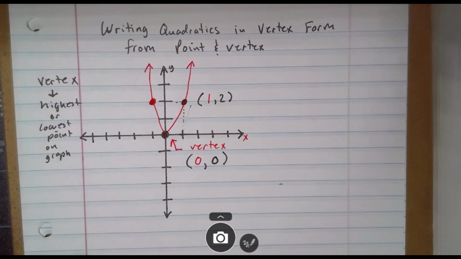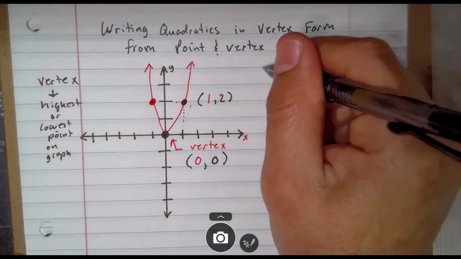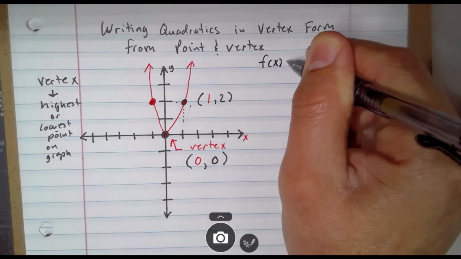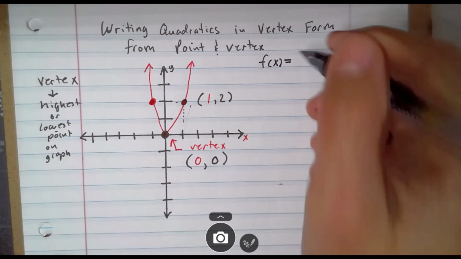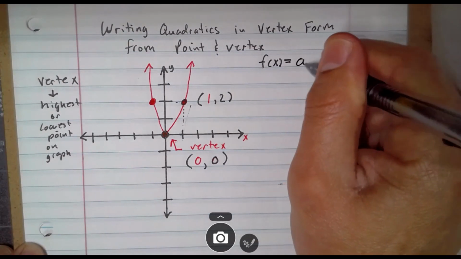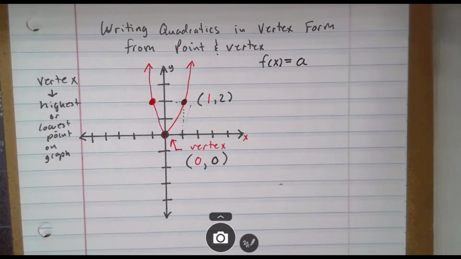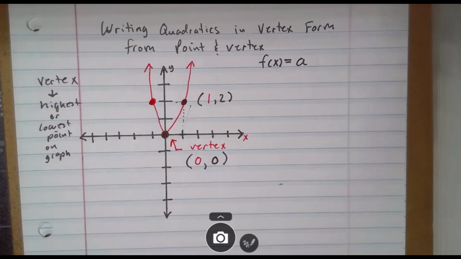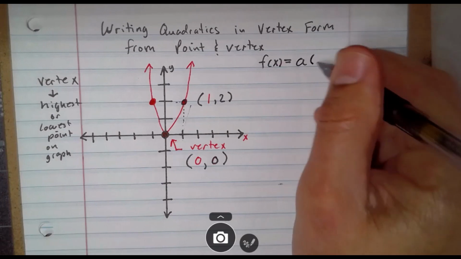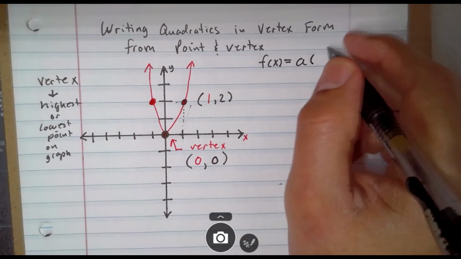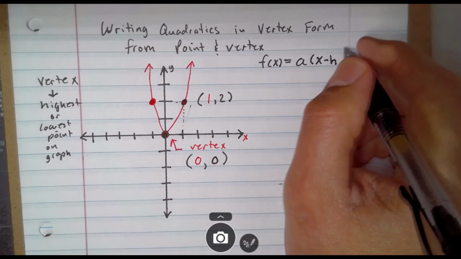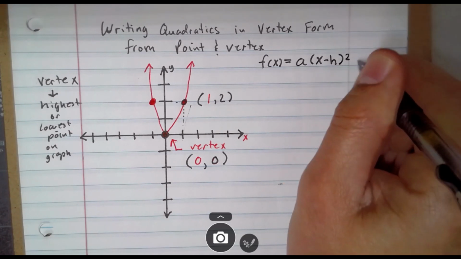That's my minimum. And I'm going to use that in the equation for vertex form, which, if you didn't know, is f of x equals a times (x minus h) squared plus k.